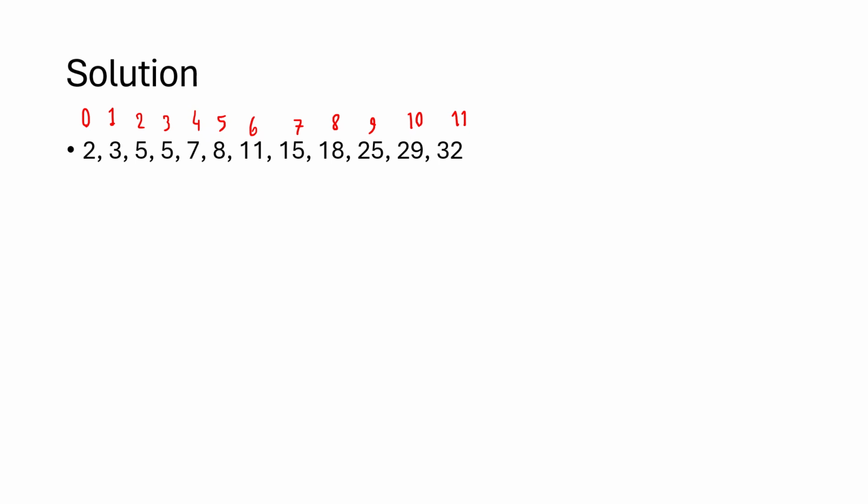Low is 0, high is 11. So middle is 0 plus 11 divided by 2, that's 5.5. We round it down to 5. Then we go to that index 5, and the value we find there is 8. And our target is 29, which is greater than 8. And that means we need to continue the search on the second half of the sequence.